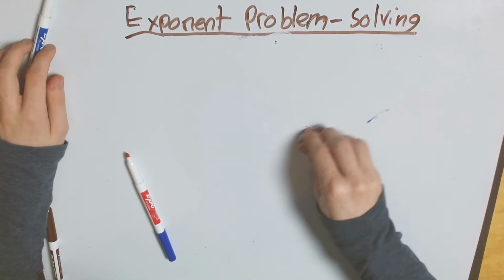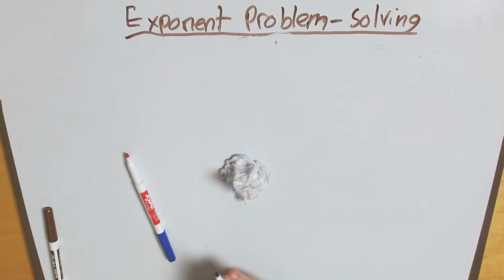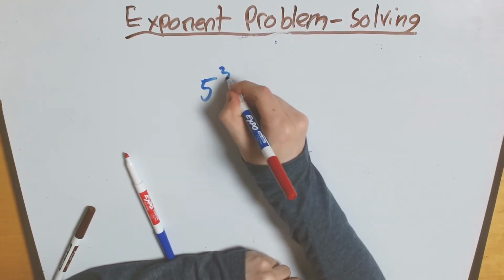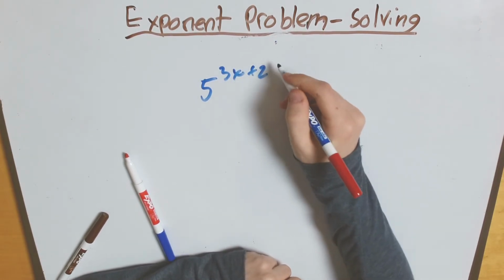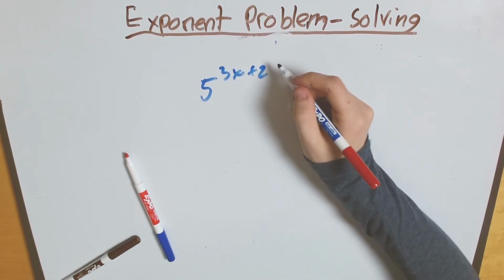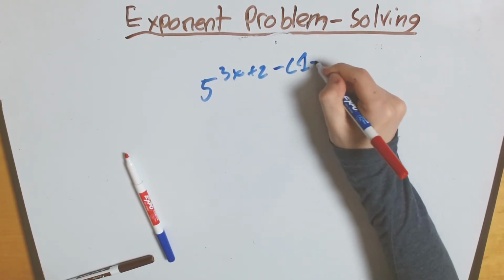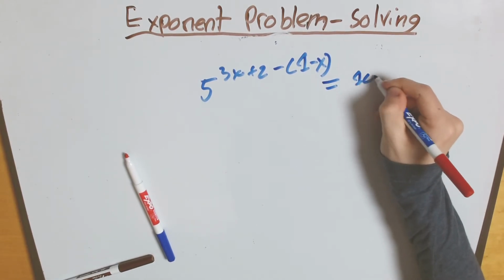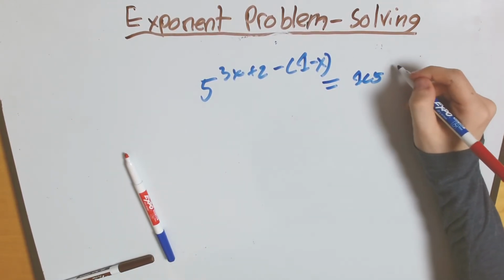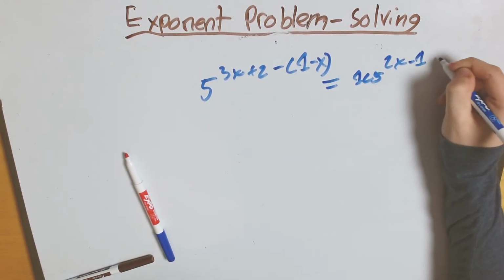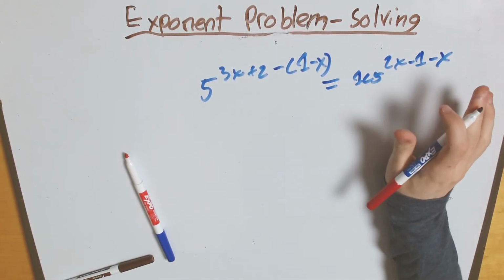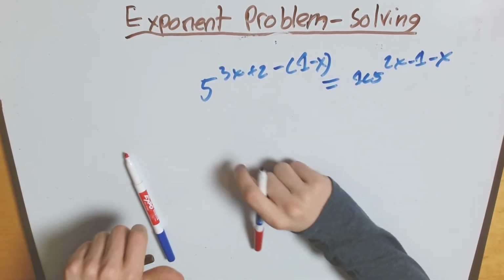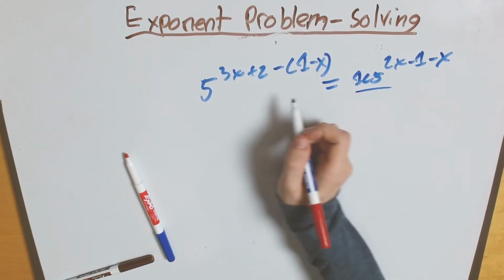So let's end with a real complicated problem. A real big one, if you will. So we have 5 to the 3x plus 2 minus 1 minus x, very, very long exponent, equals 125 to the 2x minus 1 minus x. Now don't let these long exponents fool you. We just have to simplify these exponents. Since they're so long, I really want to simplify them before I worry about changing the bases.